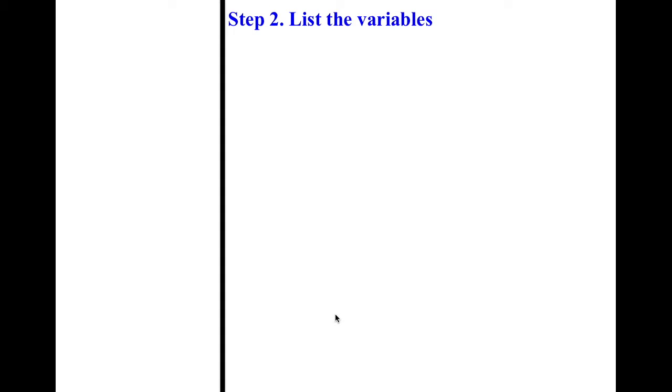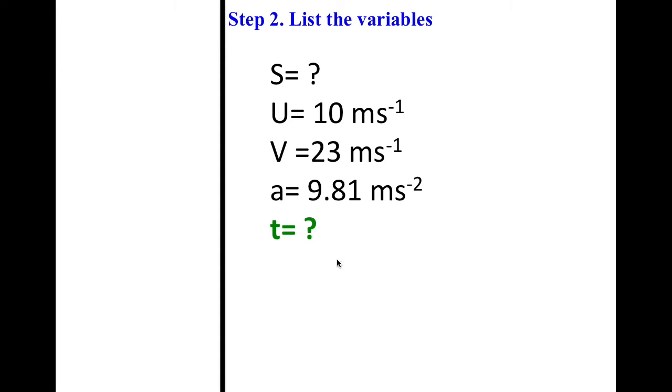Step 2 is to list the variables that you have. Here's what we have. We have the displacement. We're not sure what that is. We know the initial and the final velocities for that specific range of time. The acceleration is going to be positive because it is pulling down towards the Earth, so it will have a positive value of 9.81 meters per second squared. The time is what we want to find. Highlight what you need, which is the time.